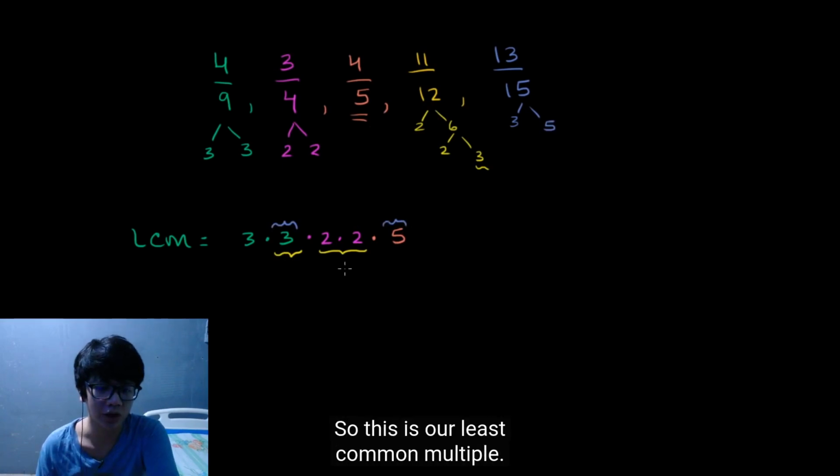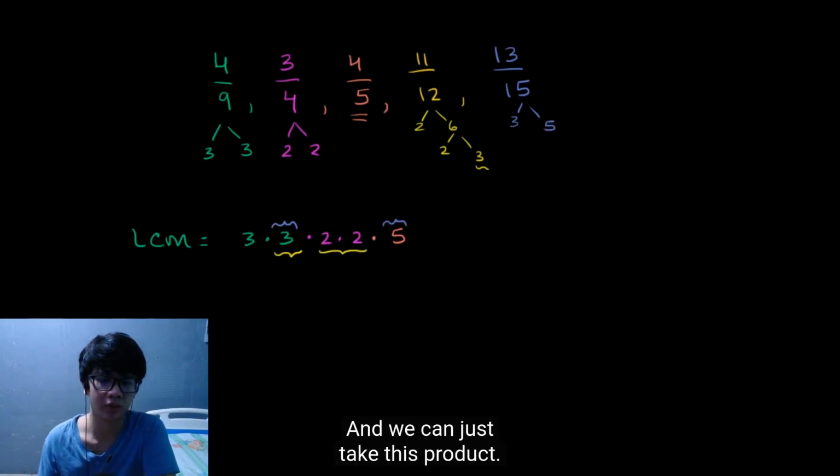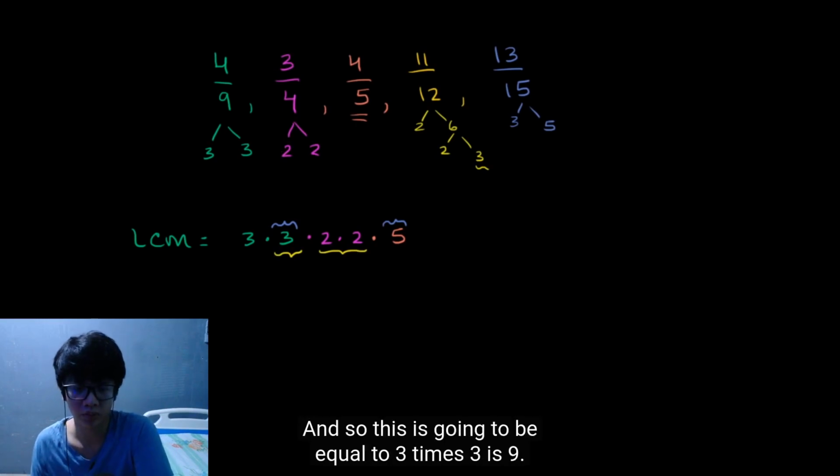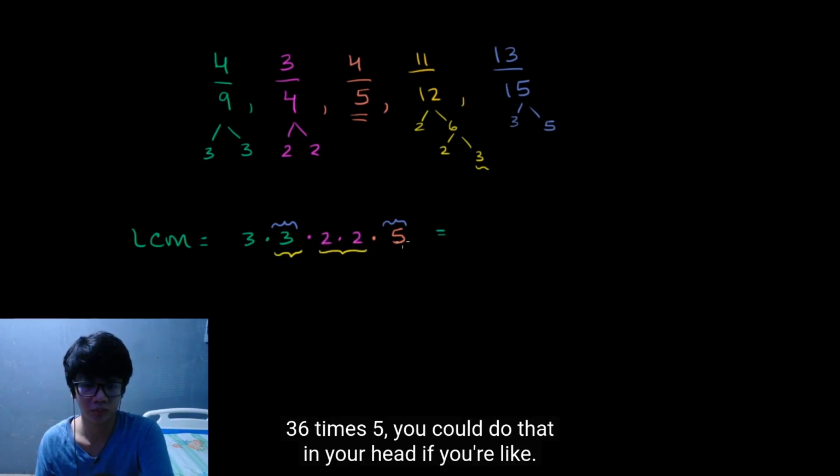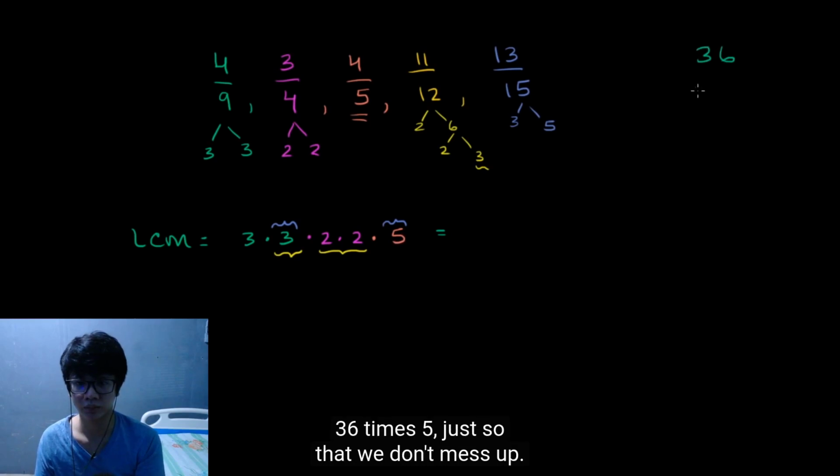So this is our least common multiple, and we can just take this product. And so this is going to be equal to 3 times 3 is 9. 9 times 2 is 18. 18 times 2 is 36. 36 times 5. You can do that in your head if you like, but I'll do it on the side just in case. 36 times 5, just so that we don't mess up.